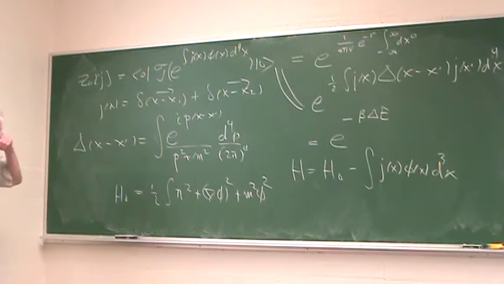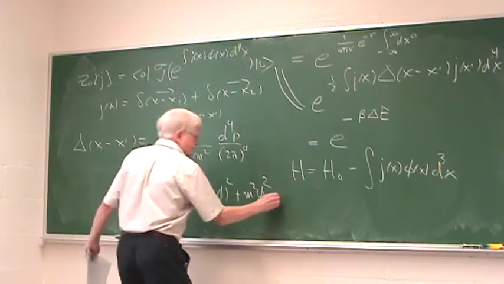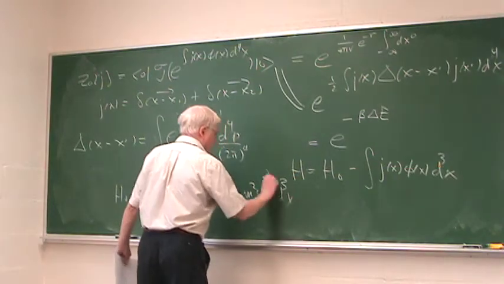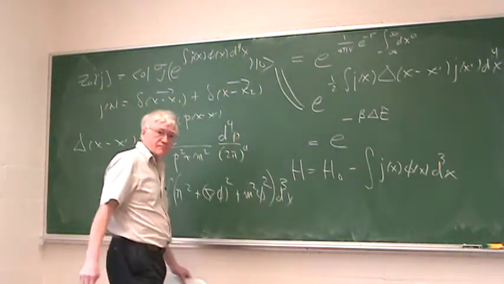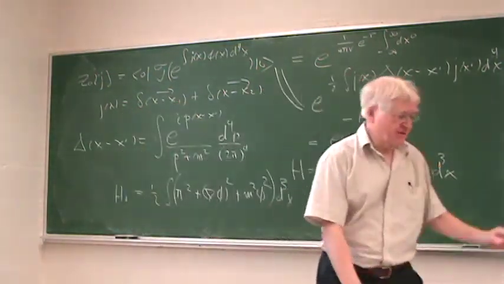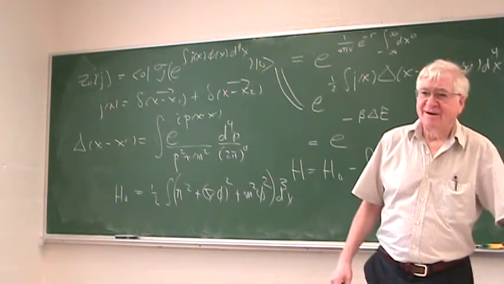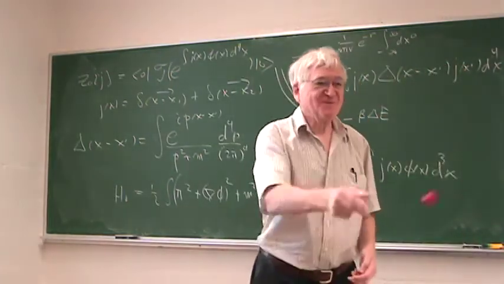Wait. D3x, that's supposed to be E3? Yeah, this is D3x, and this is also, sorry, this is also D3x. So, let's see, we've got... I'm running out of chocolate soon.